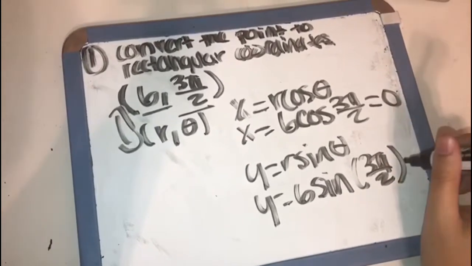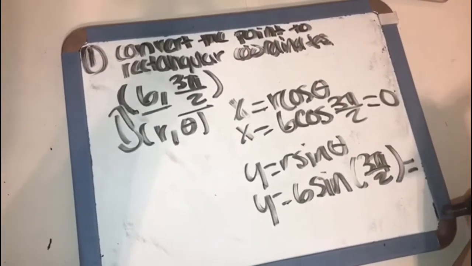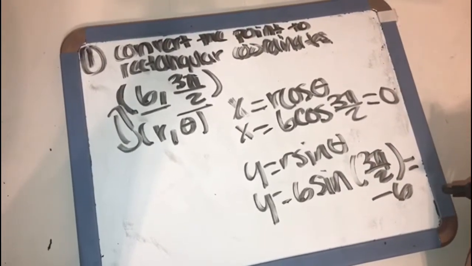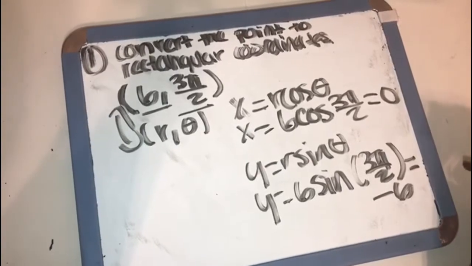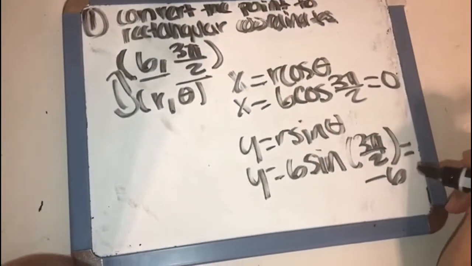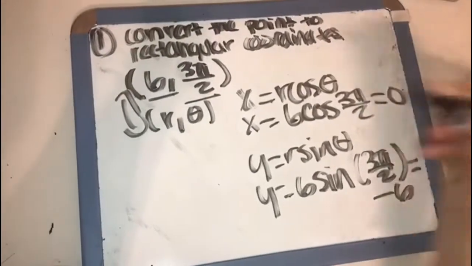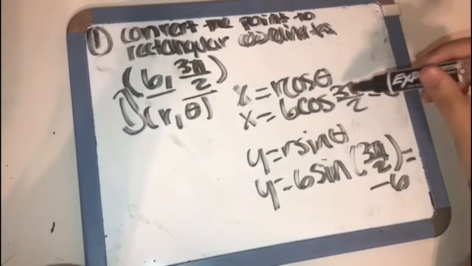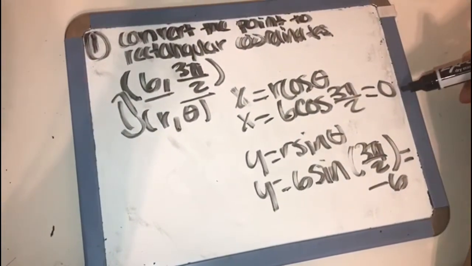Now, when you solve for that, it will give you an approximate of -6. So when you try solving for this problem, it will give you -6 as your final answer. So that means that the rectangular coordinates, now if you think about it, 6 cosine 3 pi over 2 is equal to 0, right?